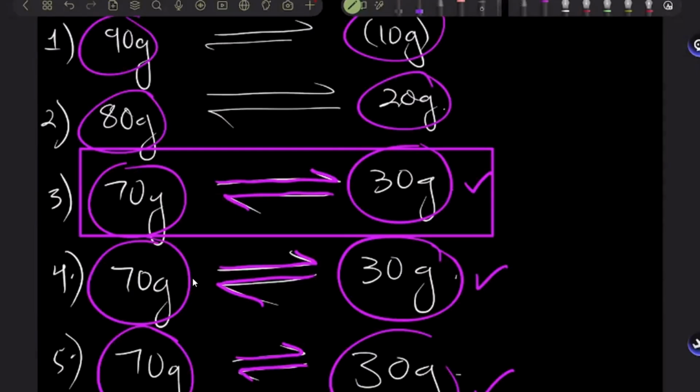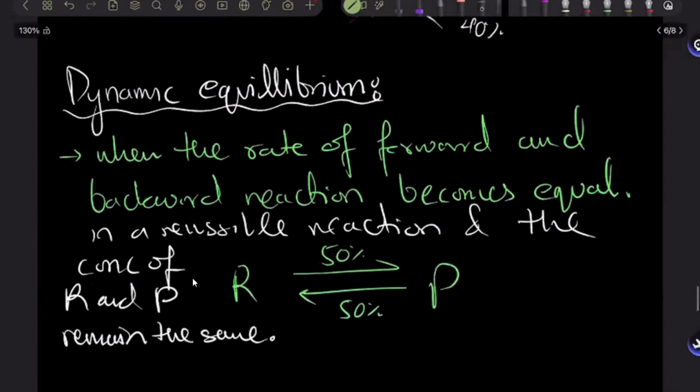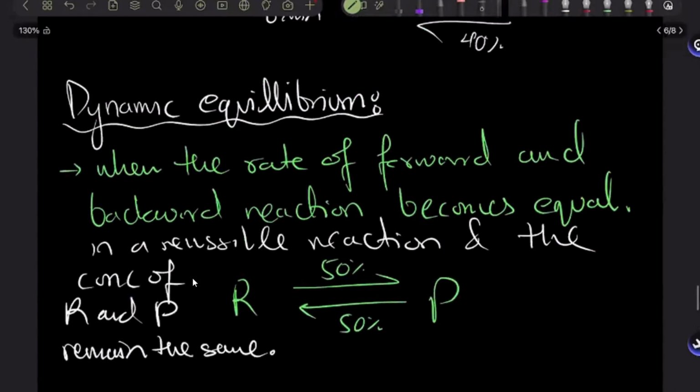Are we clear about the second portion of the definition? So that's why, what is dynamic equilibrium? When the rate of forward and backward reaction have become equal in a reversible reaction and the concentrations of reactants and products remain the same. This does not mean that they are equal to each other. This just means that whatever was decided at equilibrium, now they remain at that value of concentration.